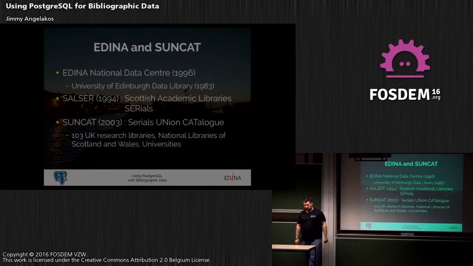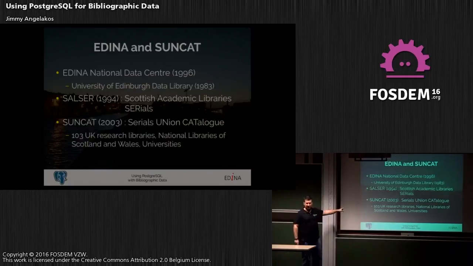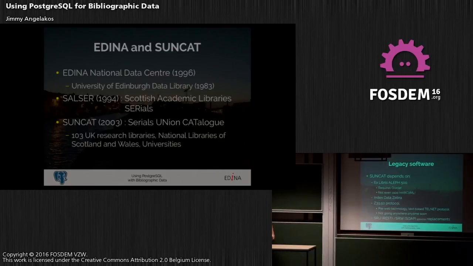And the offspring of SAUCER is SUNCAT, the Serials Union Catalogue for the UK, which contains all of the serials published in the UK and has materials from 103 libraries, the National Library of Scotland, the National Library of Wales, and university libraries from the UK. Now, why is this important? This is important because you have to compile 103 different lists of metadata from libraries in different formats, which are not really compatible because every librarian uses MARC as he sees fit. So you have to have manual intervention before the creation of the MARC XML file.